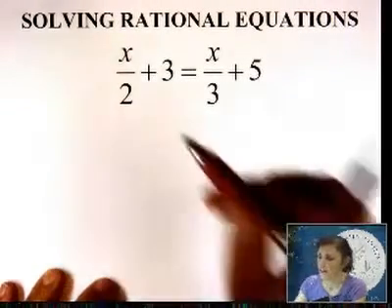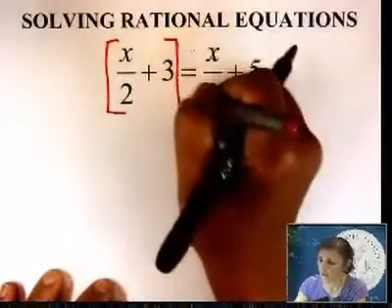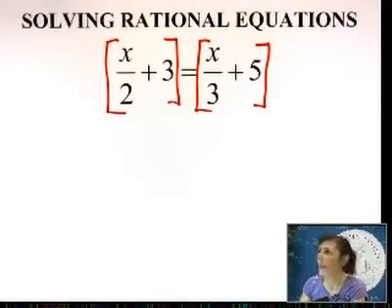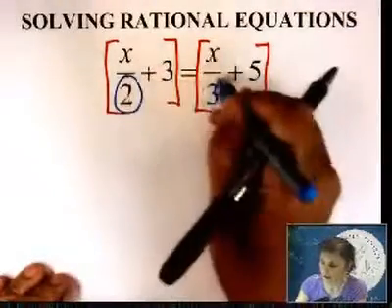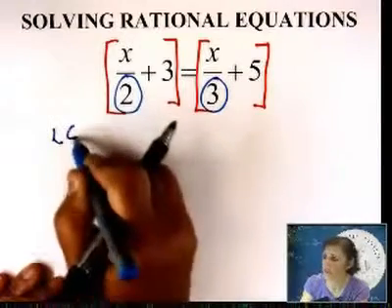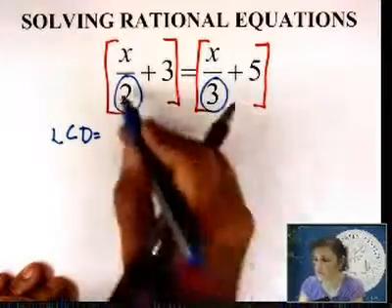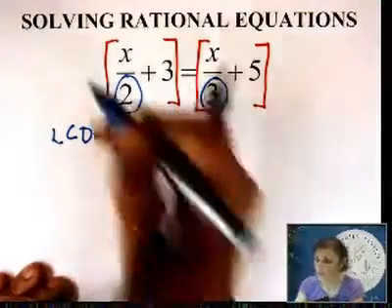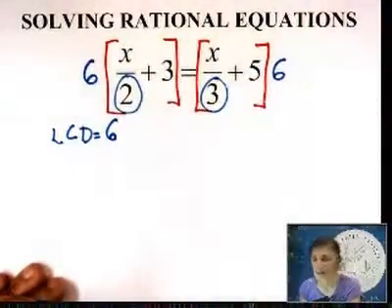operations to do that. The first thing you do when you see fractions, put brackets around the left and the right side of your equation. Then you look at your denominators, all the denominators involved, and find the lowest common multiple or lowest common denominator of all the denominators involved. In this case, 2, 3. Lowest common denominator is 6. What you do, you put 6 on the left and 6 on the right and multiply.